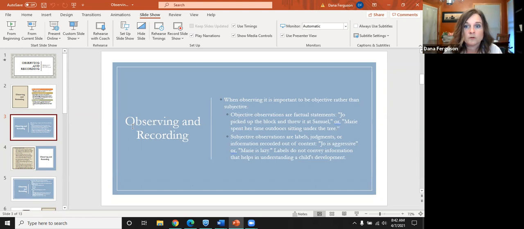So another example, in the objective example, it said Marie spent her time outdoors sitting under the tree. A subjective statement might be Marie is lazy. Again, that could look like any number of things, right, to any of us. And also, again, it's a judgment. So labels do not convey information that helps in understanding a child's development.